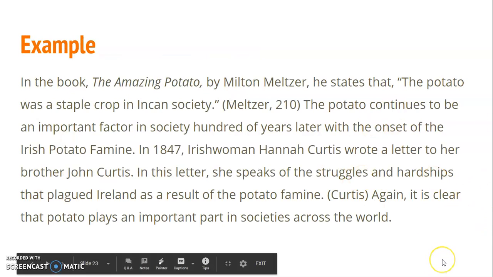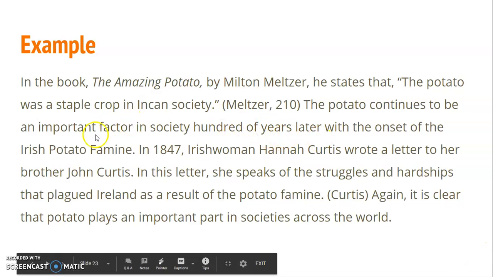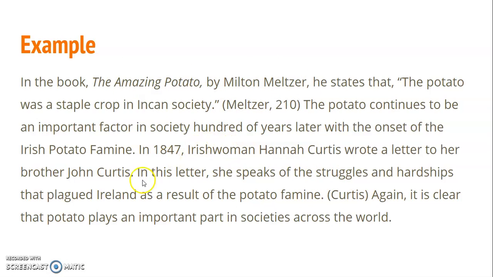In my example for my project, you remember that I'm doing the potato thing, where I'm looking at Native American foods. I decided on the potato, and I'm looking at its impact on the world. I have two sources here that I'm synthesizing together, and this is how I did it. I have this book called The Amazing Potato by Milton Meltzer, and I have this other one, which is a letter that this Irishwoman, Hannah Curtis, wrote in 1847.